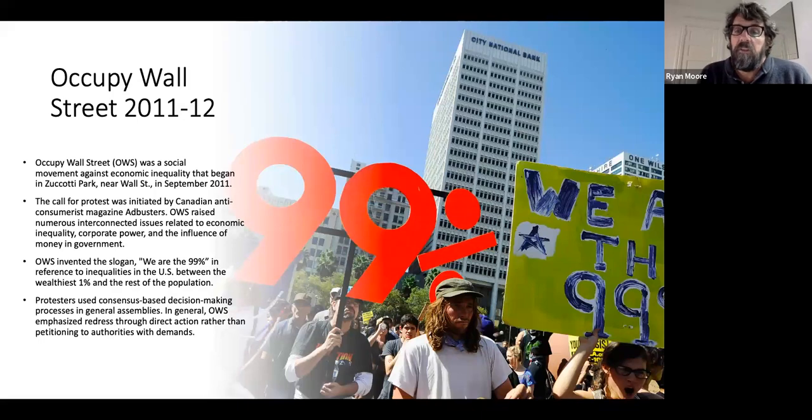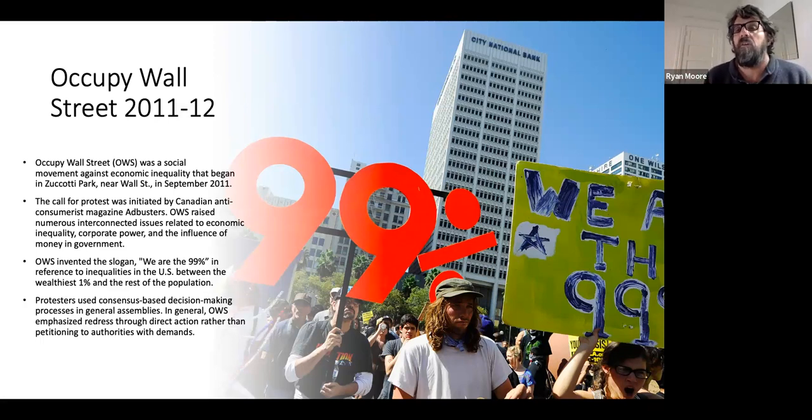And so this leads then to the formation of the Occupy movement in the United States. Occupy Wall Street was a movement against economic inequality that began in Zuccotti Park near Wall Street and in New York's financial district in September 2011. The protest was initially called for by the Canadian anti-consumerist magazine Adbusters. Occupy Wall Street basically raised numerous interconnected issues related to economic inequality, corporate power, and the influence of money in government.